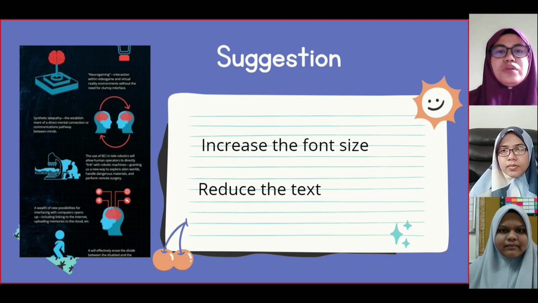My suggestion to improve the infographic is to increase the font size for the explanation for its readers and reduce the text in the infographic to make it easier to remember.